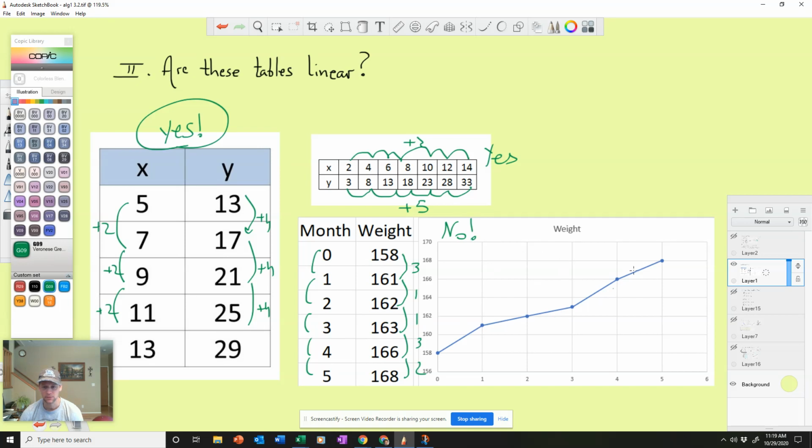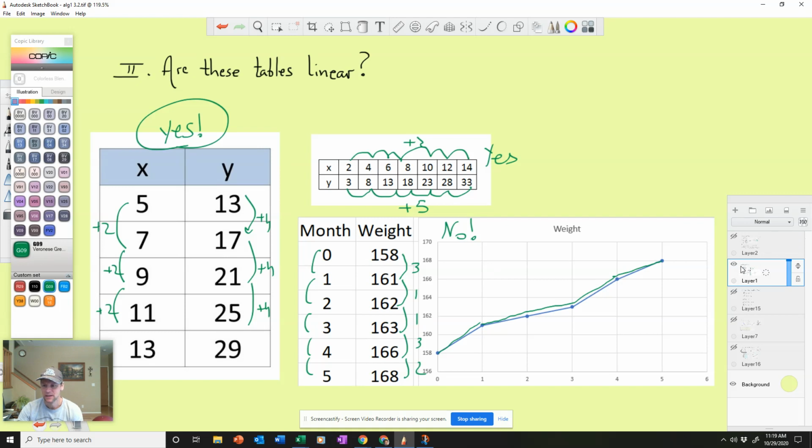And when I graph it, look what happens. It's no longer a straight line, because some months I'm going up 3, and then I'm kind of flattening out and only going up 1, then I'm going up 3, so it's steep again, then I'm going up 2. So if it's not a constant table, you're not going to get a straight line. So it's not going to be linear.